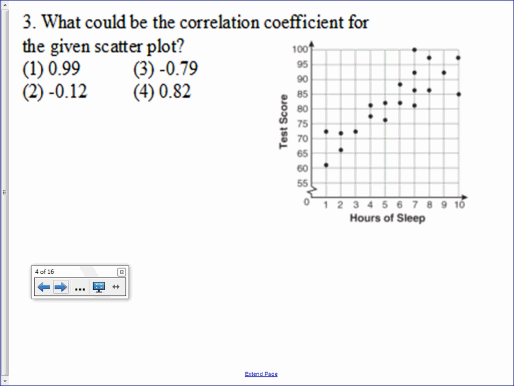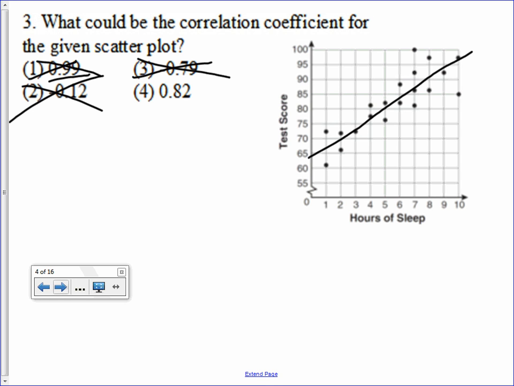Number 3 is very similar. If I draw in my line of best fit, it says which could be the correlation coefficient for the given scatter plot. Well, because it's got a positive slope, it must be positive, so it can't be choices 2 or 3. 0.99 would indicate that the points are very, very close to that line of best fit. That's not the case here.